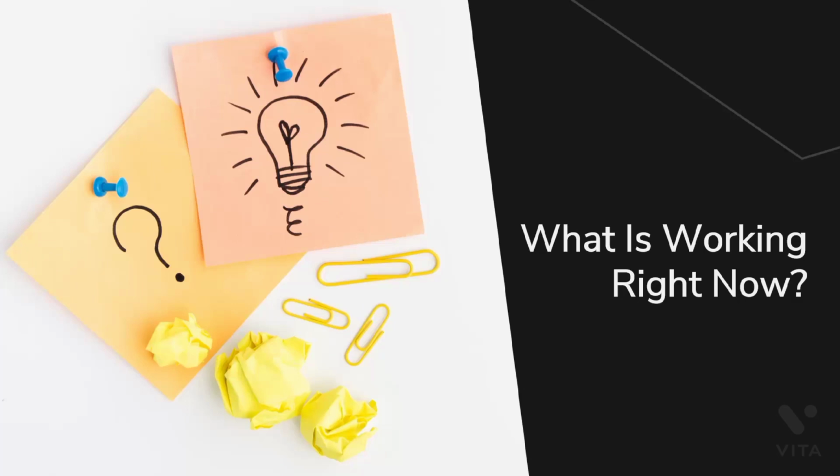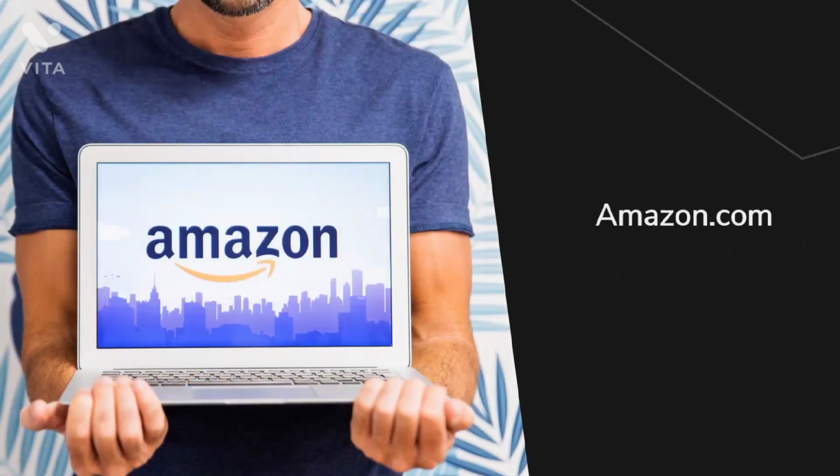What is working right now? There are a lot of different websites that you can look at that will tell you what the current trends are and which niche markets are working right now. By visiting these websites, you can come up with more potentially profitable niche marketing ideas. Amazon.com. The first website we recommend you visit is Amazon. Amazon sells a ton of products every day, and they are the largest online retailer in the world.